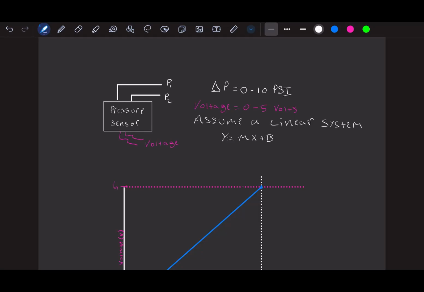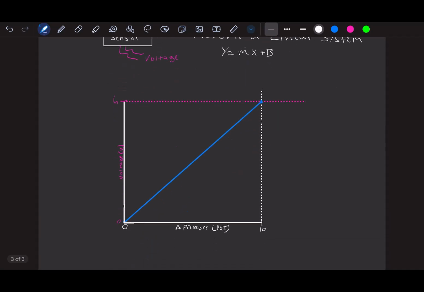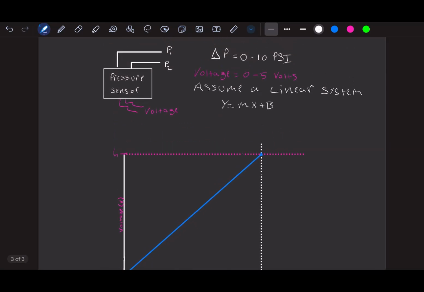Hi, and welcome to my third video in a quick little series about plotting sensor calibration plots. In the last two videos, we discussed what it looks like to plot an ideal line, which we have here, and we talked about null error. This video, we're going to talk about sensitivity error.